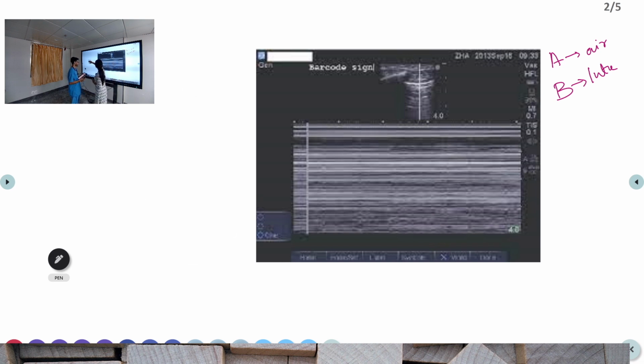Now you told about B line. Another profile is C. What is C?